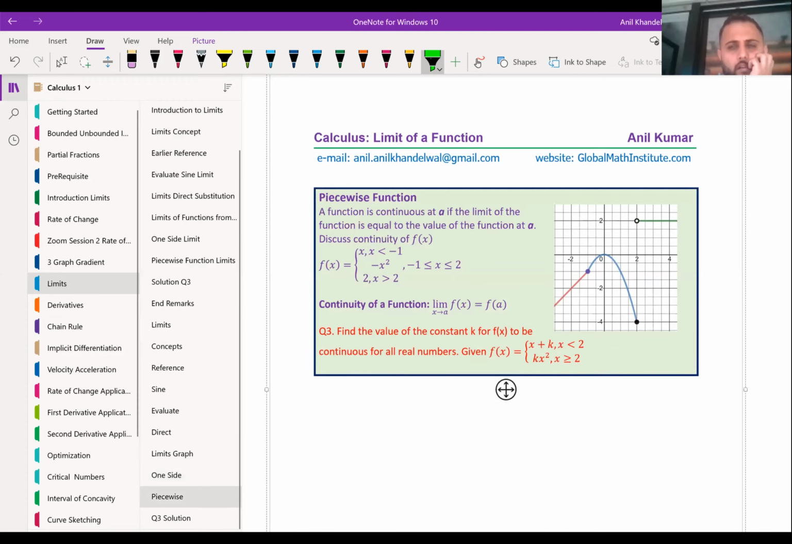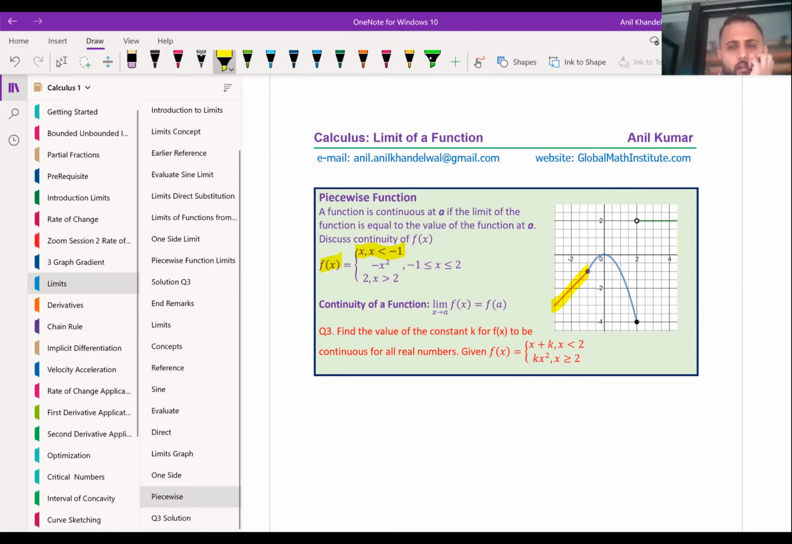Now we are talking about piecewise functions. Piecewise functions are a very important part of calculus. Most of the time, we split the functions into many parts and then analyze. So we should be in a position to understand what a piecewise function is. Basically, as I've shown here, we have taken a function f of x, and we are saying that this function f of x is equal to x when x is less than -1. So it's a straight line with a positive slope as shown here.